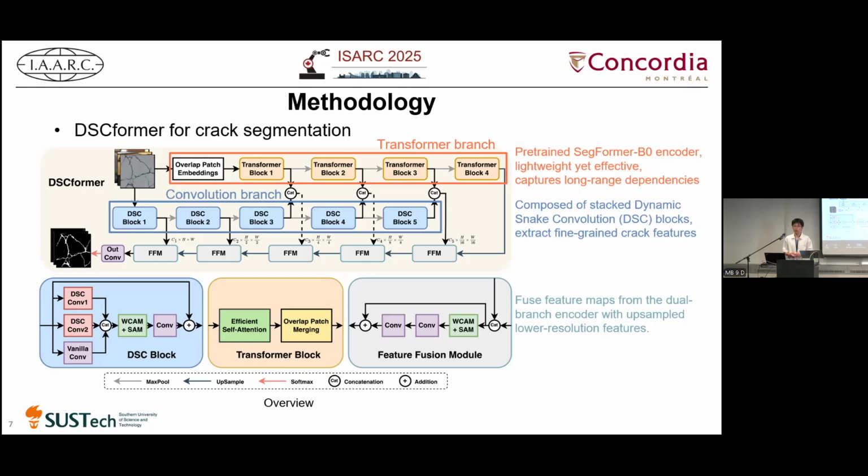Let me introduce our method, DSCformer. It uses a transformer and convolution encoder. The transformer branch uses a pre-trained SegFormer encoder, which has strong prior knowledge with background understanding, and the convolutional branch stacks several dynamic snake convolution blocks to extract fine-grained features with different resolutions. Then it fuses feature maps from the dual-branch encoder and performs progressive upsampling for the final prediction.